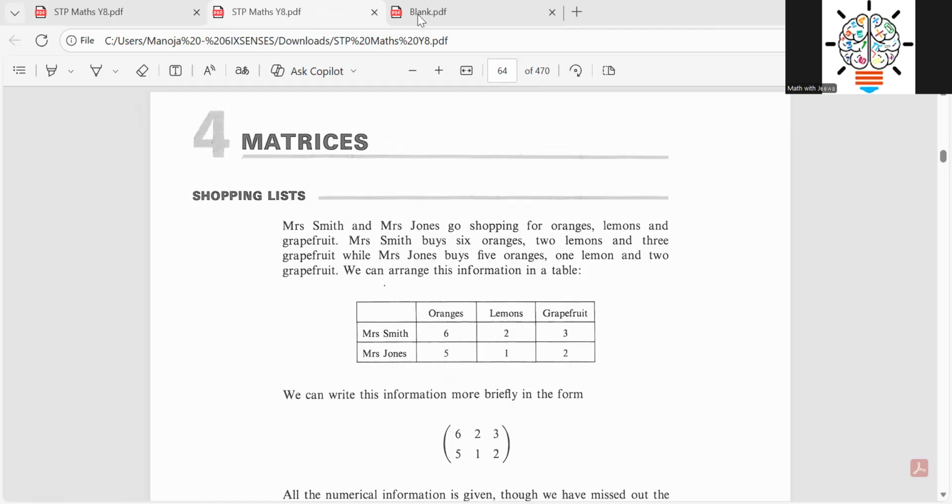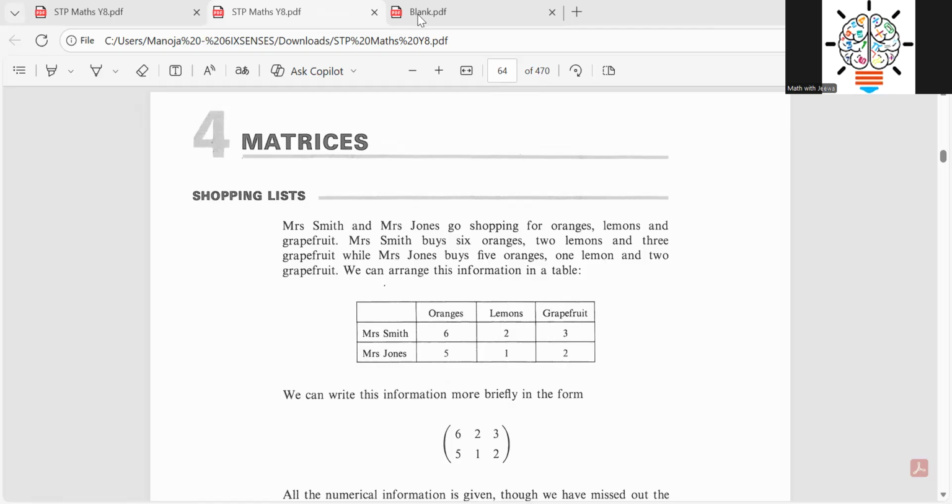Now you see that two ladies, Mrs. Smith and Mrs. Jones, have gone shopping. And what have they bought? Oranges, lemons, and grapefruits. Mrs. Smith has bought 6 oranges, 2 lemons, and 3 grapefruit. And Mrs. Jones has bought 5 oranges, 1 lemon, and 2 grapefruits. This is the example, and I'm going to illustrate this with the help of a matrix.